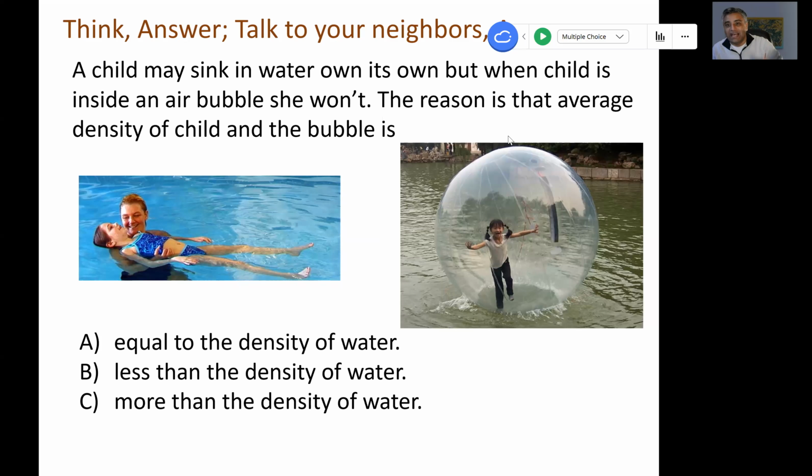So that's how boats, for example a cruise ship, are made of mostly metals and wood. What happens is there is a lot of empty space filled with air. So on average, the density is going to be less than the density of water. That's why cruise ships can float in the water. Okay.